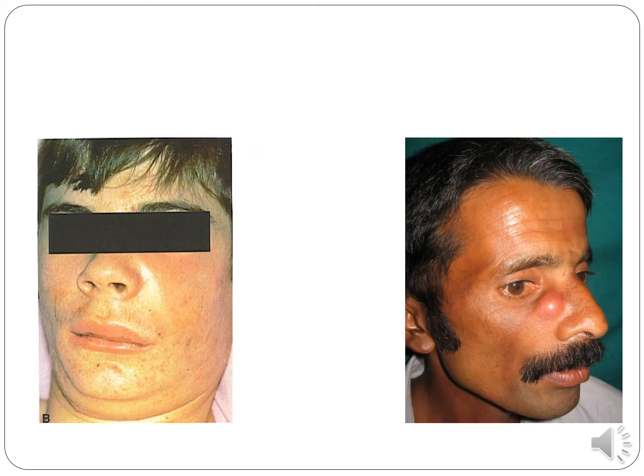This picture represents the canine space. On the left side you can see that there is an obliteration of the nasolabial fold, which is a classical sign of a canine space infection.